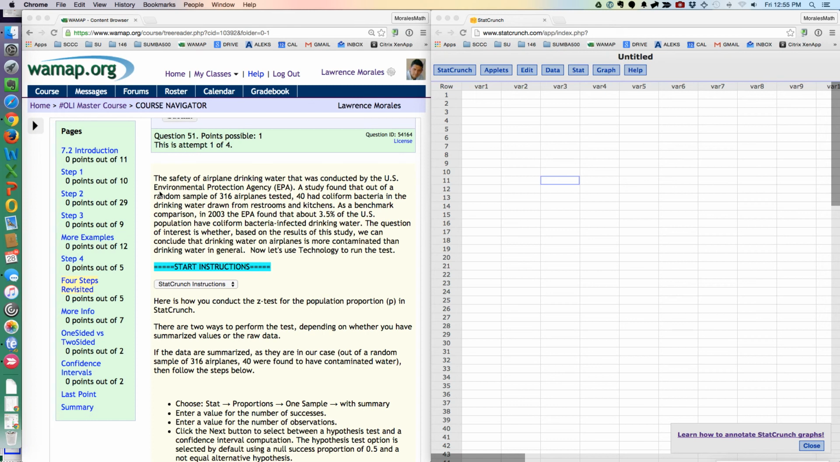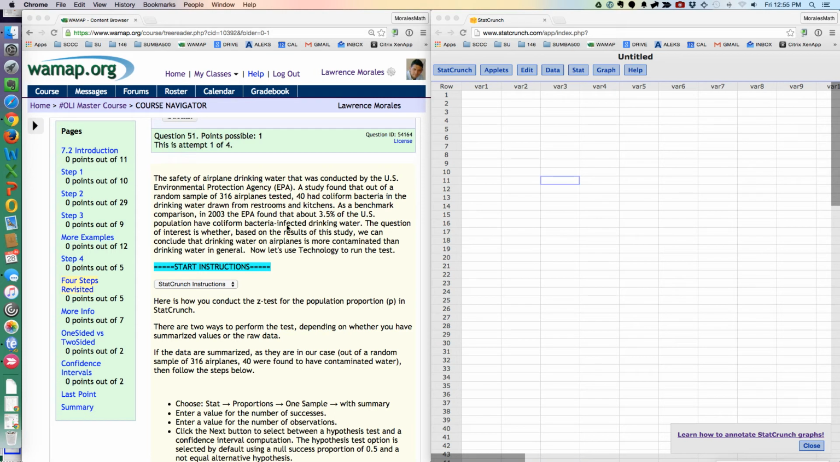So let's take a look at this example where the safety of airplane drinking water, conducted by the U.S. Environmental Protection Agency, did a study where they found that in a random sample of 316 airplanes tested, 40 had bacteria in the drinking water. They also know that as a benchmark, about 3.5% of the U.S. population has bacteria-infected drinking water.